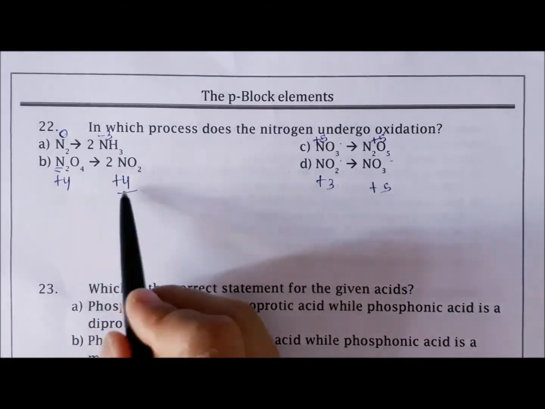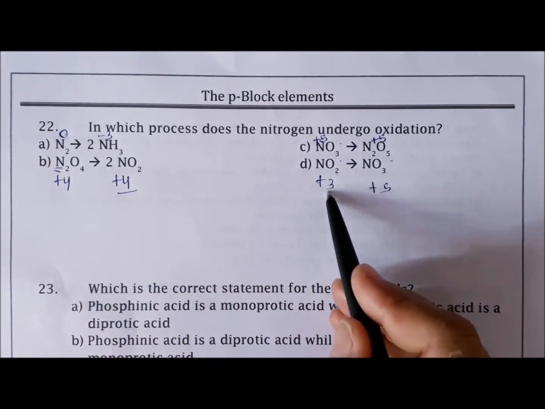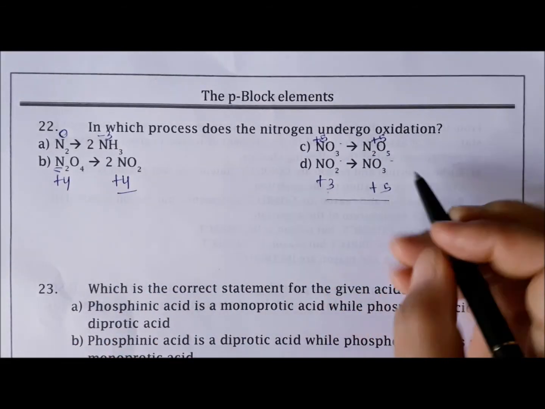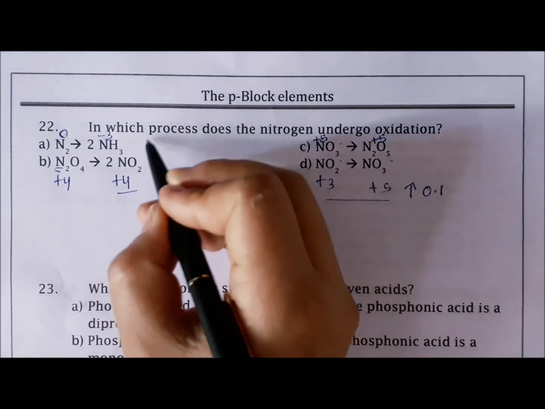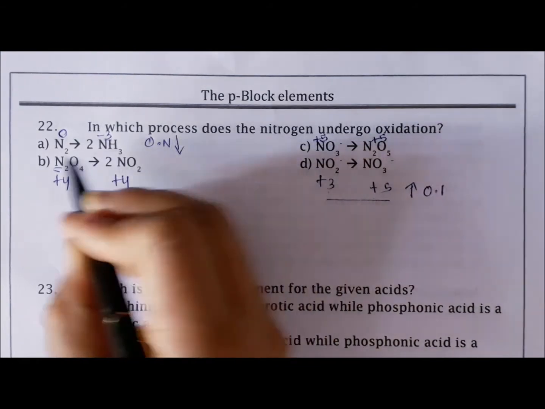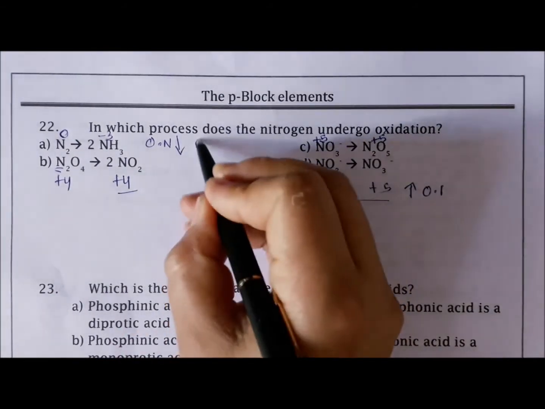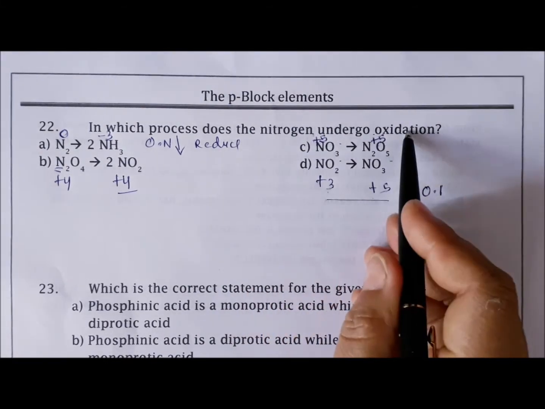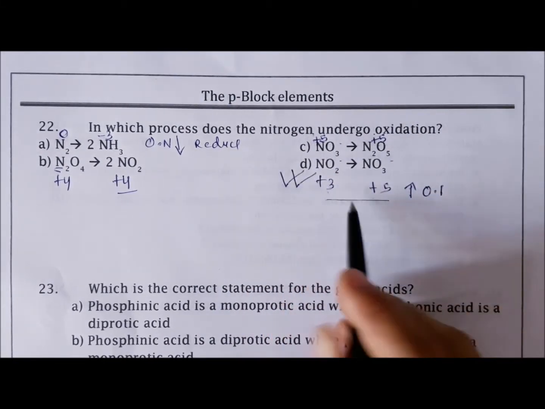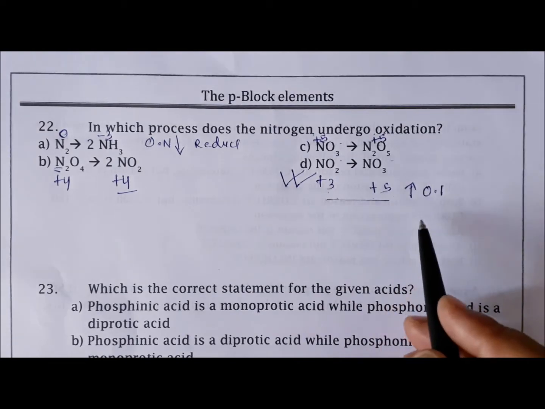Here also there is no change, but here it goes from +3 to +5, so the oxidation number increases. So this is oxidation, right? And here the oxidation number is decreasing from 0 to -3, so this is reduction. So what is the question? Where does nitrogen undergo oxidation? So the option is D, where the oxidation number is increasing.